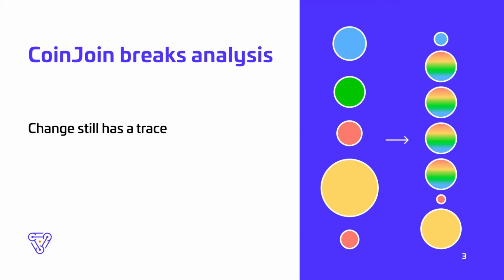Whoever's cluster adds together must be the same person, which they can still do for the change. So they still know that the 2 red inputs on the left must have a change output on the right. That's red, and yellow still has a change, and blue still has a change. But they no longer can track the rainbow-colored equal outputs.